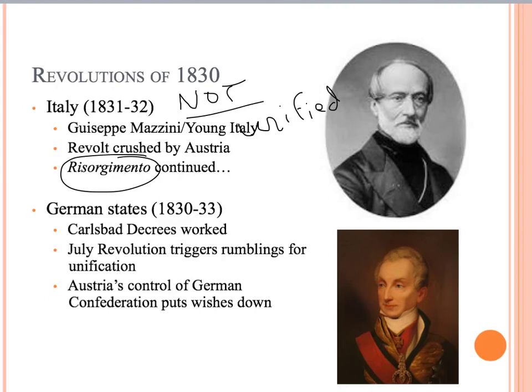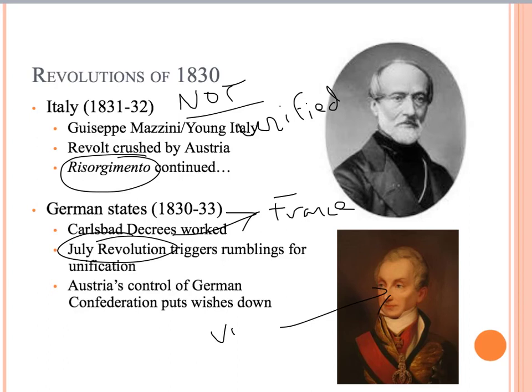Now, in Germany, there had been rumblings after the July Revolution, which is in France, when Louis Philippe took over, that there were rumblings for unification, that maybe if France is trying to improve their government, Germany can unify its states and have a national government. Well, it didn't work. Austria again puts it down, and this guy, you know him well.